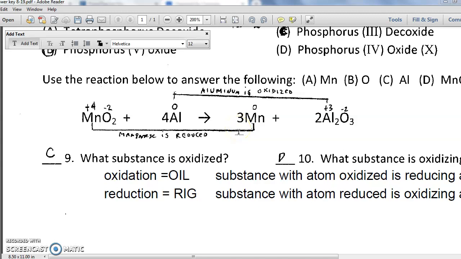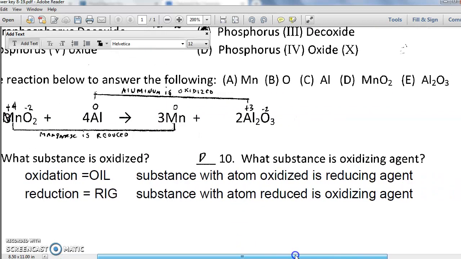All right then. If we look at this thing, we notice that this equation is not actually balanced. There should be a 3 in front of this thing right here, put nice and neatly in front of that. 3 manganeses, 6 oxygens. 3 times 2 is 6. 2 times 3 is 6. There we go. So we have the manganeses going from +4 down to 3, that's a reduction.